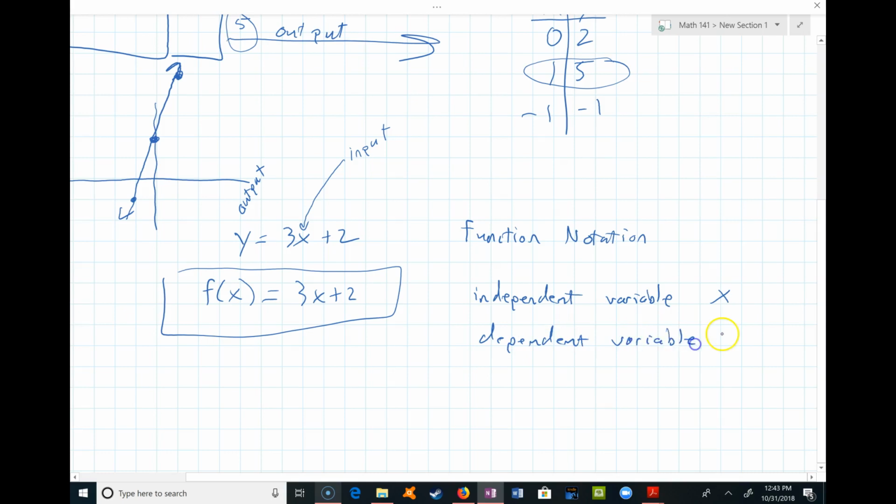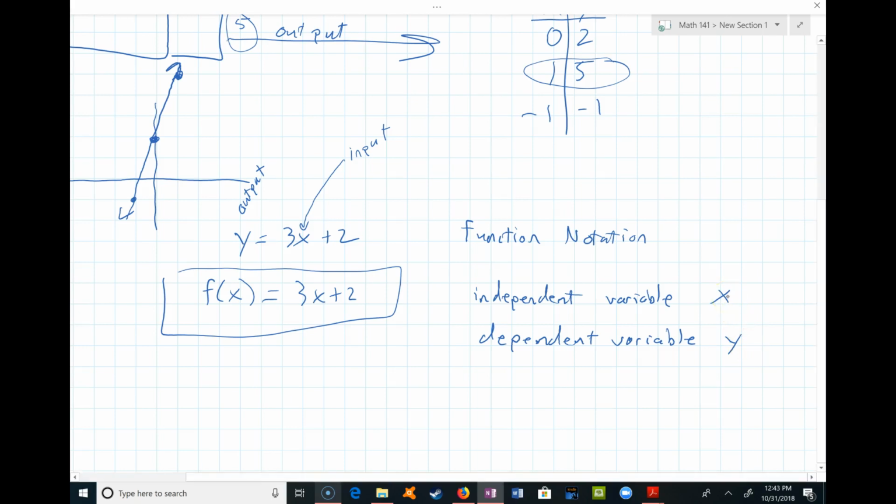And that is the standard one is y. Now, it doesn't have to be x and y, but usually when we have an x and y, the x is the independent variable, and the y is the dependent variable, because y depends on x.